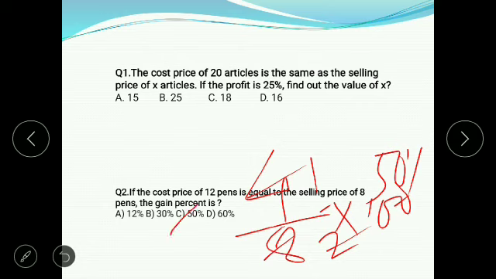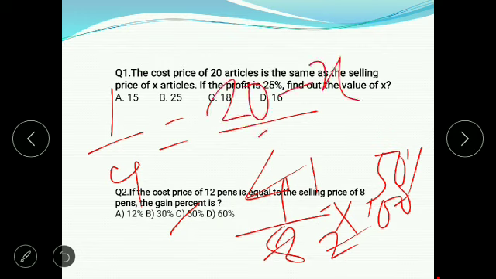In the same way, if you do question number 1, in this question the cost price of 20 articles is the same as the selling price of x articles, and the profit percentage is 25. Find out the value of x. So the profit percentage here is 1/4, that is equal to goods left over goods sold. You have sold x articles, so goods left is 20 minus x, and goods sold is x. Now by doing this calculation you can obtain that 5x is equal to 80 and x will be 16. So in this way you can solve.